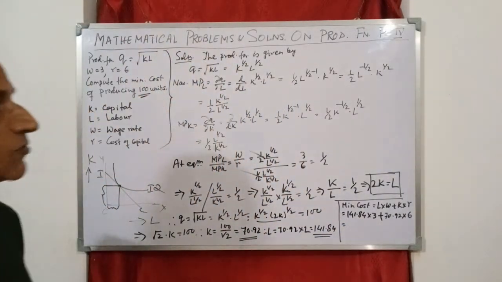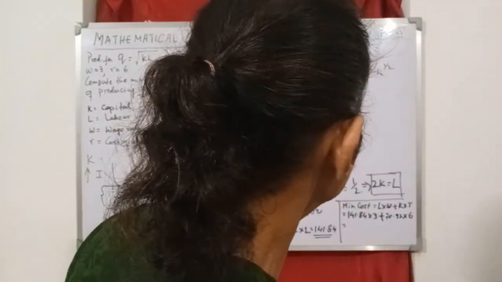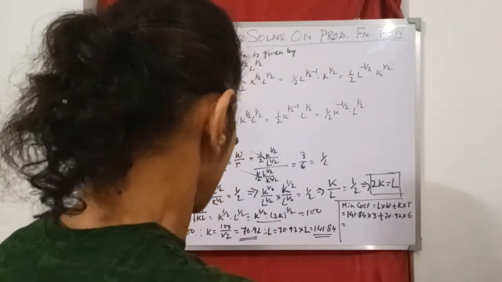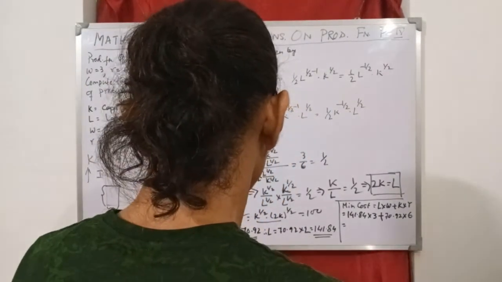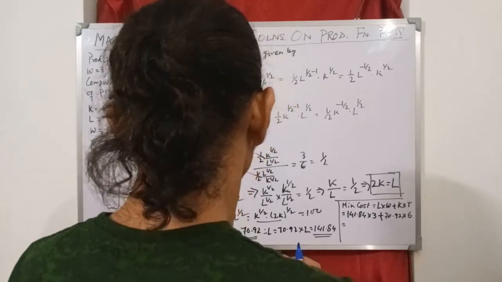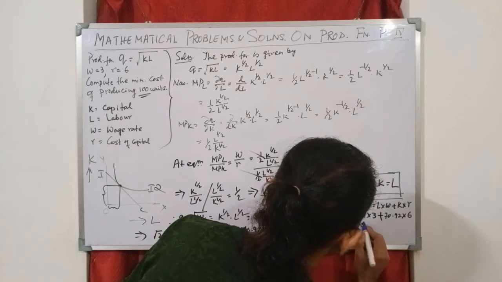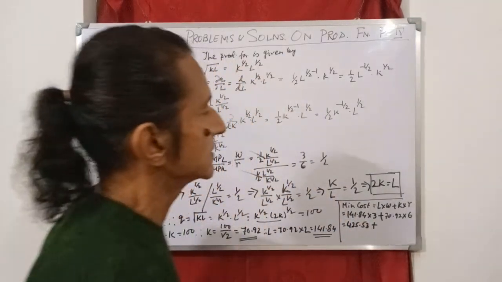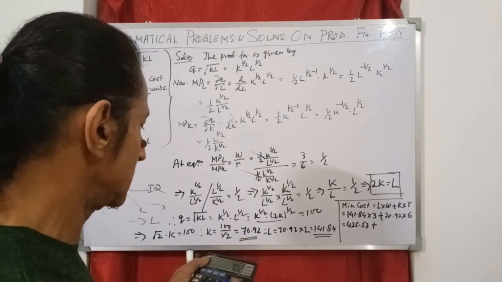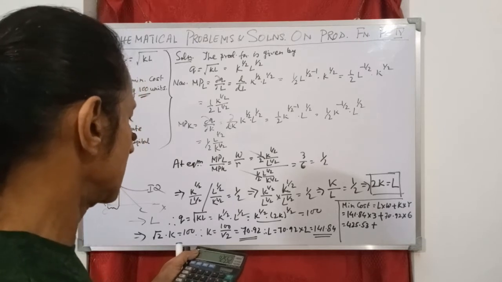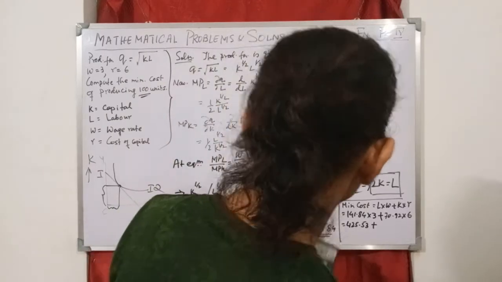So this is the minimum cost, 141.84 into 3 plus 70.92 into 6. So 141.84 into 3 gives us 425.53. So 425.53 plus 70.92 into 6. 70.92 into 6 gives us exactly the same figure, 425.52.